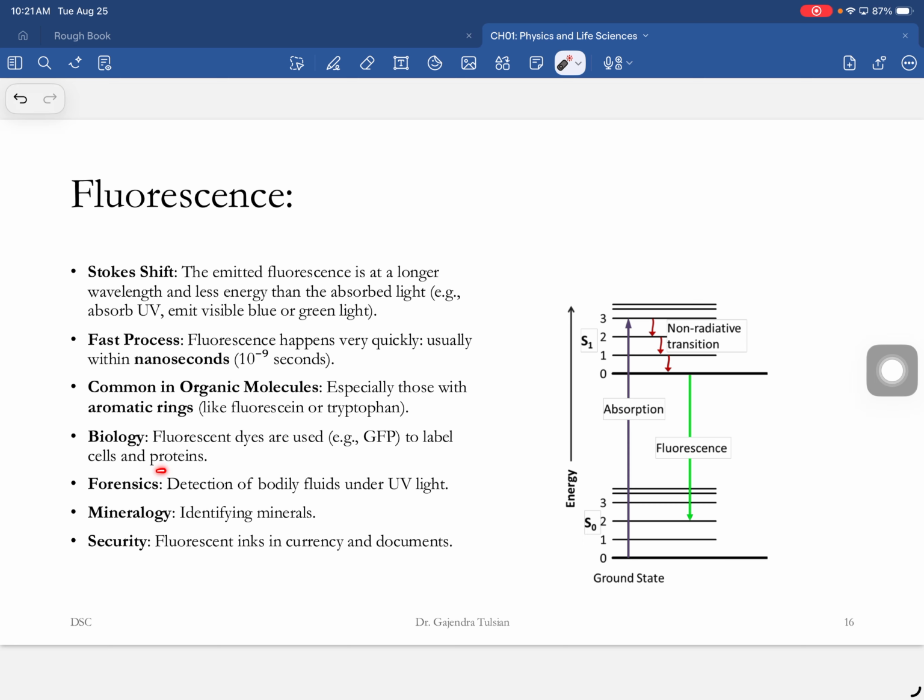Okay, so in forensics, detection of bodily fluids. So there might be small amounts of bodily fluid. You shine UV light, and some specific fluids are fluorescent, and they send out light of a very particular frequency, and you detect that.